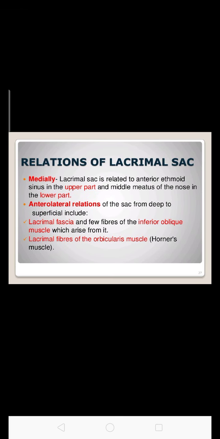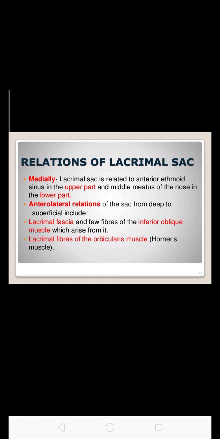Again, the lacrimal sac is related to the anterior ethmoid sinus in the upper part and the middle meatus of the nose in the lower part. Anterolateral relations of the sac from deep to superficial include number 1, the lacrimal fascia and a few fibers of the inferior oblique muscle which arise from it.